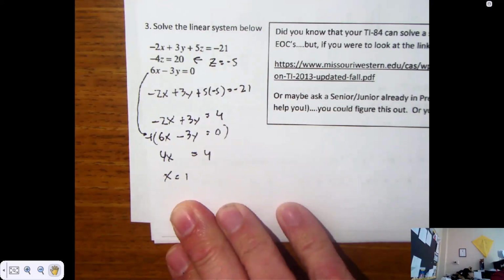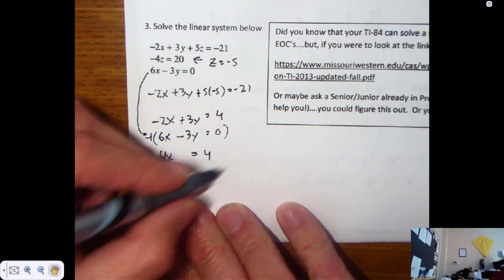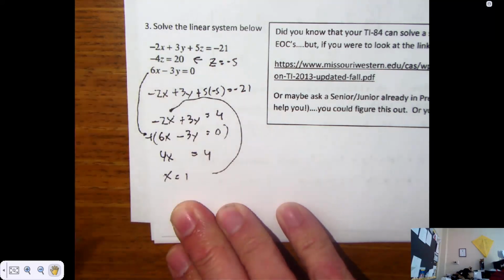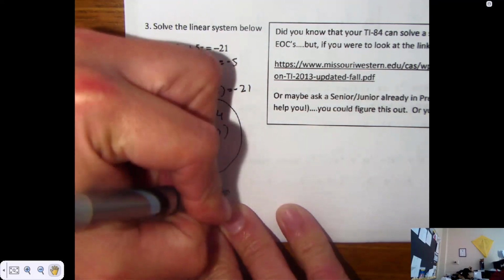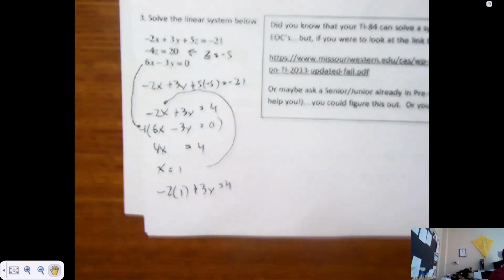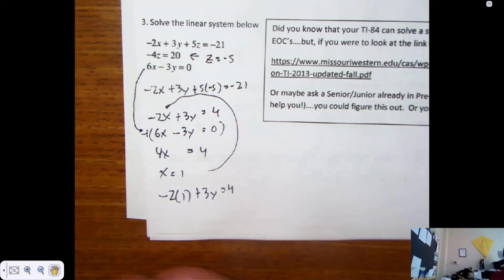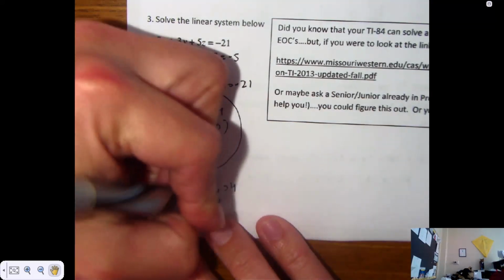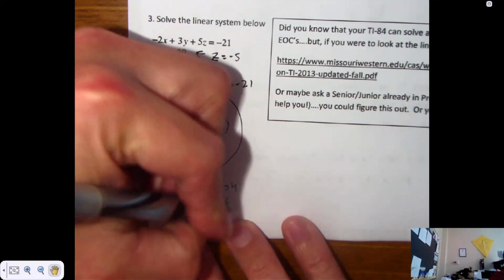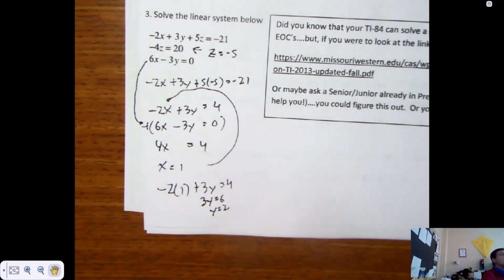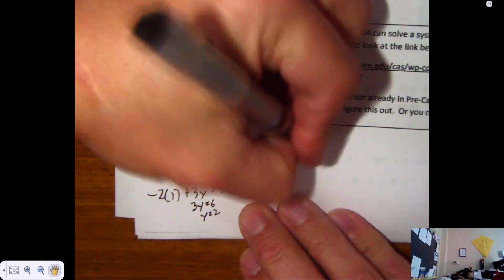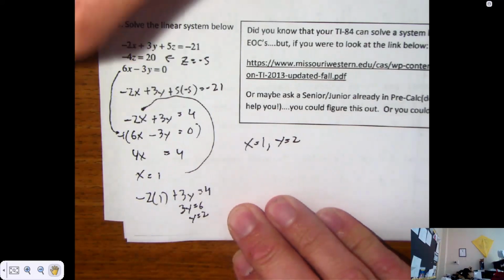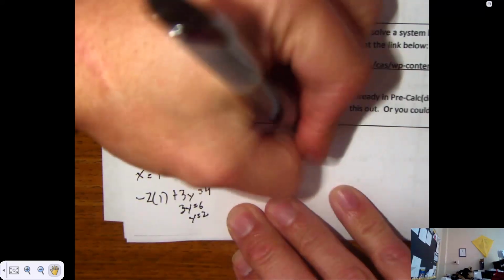I don't guess it matters which one you do. I'm going to take it and put it in that one. So negative 2 times a 1 plus 3y is a 4. Negative 2 times 1 is negative 2. You counteract the subtraction through addition. 3y is 6, and y is 2. Alright, so we found that x is 1, y is 2, and z was negative 5.